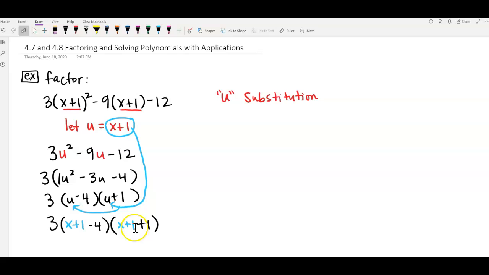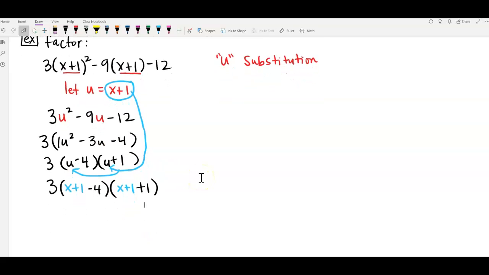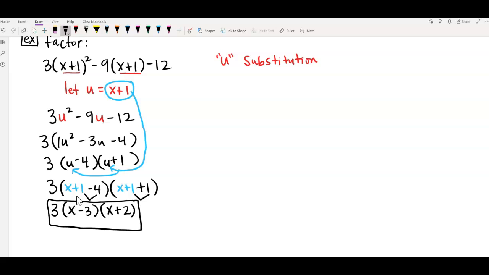Is everybody seeing what I'm doing so far? So I took out the x plus 1 so I could factor it easier. Now I got to put the x plus 1 back in. And now I need to simplify this. So it's not all the way done yet until I simplify what's inside there. So I'll have 3 times x minus 3, when I combine those together. And then my other parenthesis, x plus 2. Now it's in factored form because everything's connected by multiplication, right? 3 times this times this.